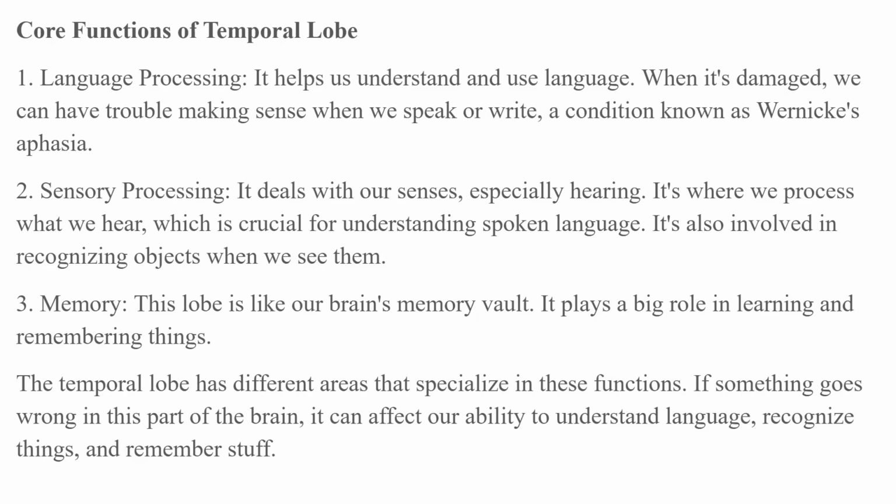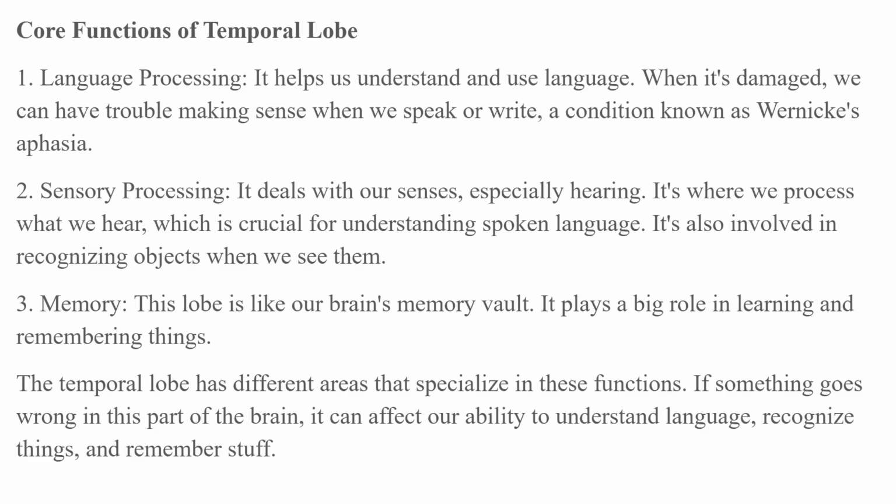Okay. Then sensory processing, so it deals with our senses, especially hearing. It's where we process what we hear, which is crucial for understanding spoken language. It is also involved in recognizing objects when we see them. So first one is language processing, then sensory processing, then memory. So this lobe is like our brain's memory vault and it plays a big role in learning and remembering things.